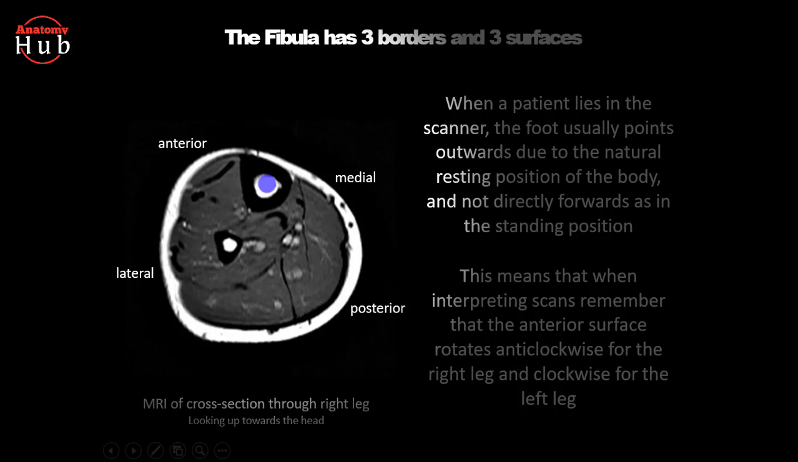When a patient lies inside the scanner, the foot usually points outward and upward due to the natural resting position of the body, and not directly forward as in the standing position. This means that when you want to interpret the scans, remember that the anterior surface will rotate anti-clockwise for the right leg and clockwise for the left leg.